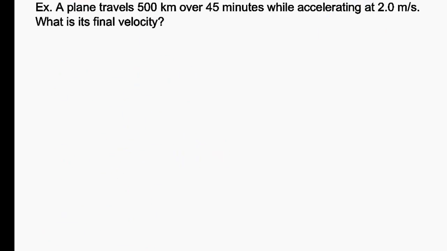Okay, let's try one more. So this one we have an airplane. It's going 500 kilometers. So we have a distance of 500. But we have 500 kilometers, so we got to be careful. Remember, when we're dealing with these, we want it to be in meters per second normally. So we have kilometers, minutes, meters per second. We got all kinds of units going on in this question.